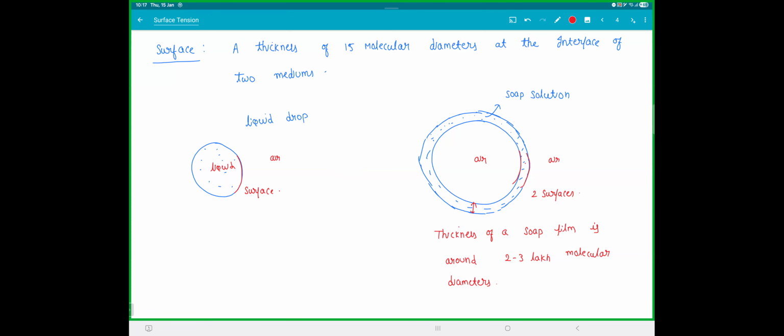Clear with this, everyone? Two surfaces. All soap films will have two surfaces. A liquid drop will have one surface. This is important.